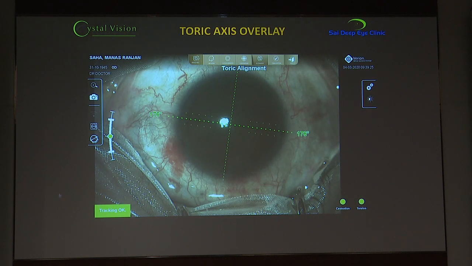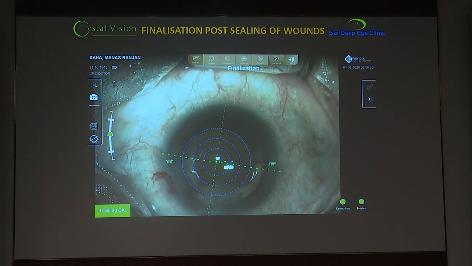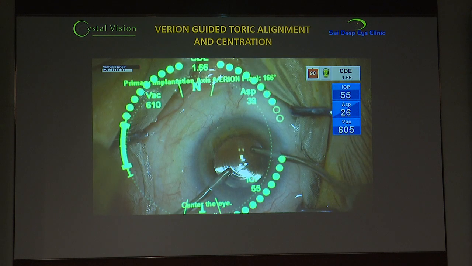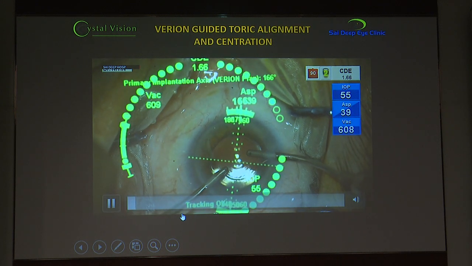Again, you have a toric axis overlay. What is most important is that the axis placement gives you the entire horizontal line across the whole cornea. When we do the marking with a pen, we mark just these two ends and do not have a line across the whole cornea, and this is where the exact placement of the IOL comes into play. Again, it gives you a guide for IOL centration and for finalization of the position of the lens.